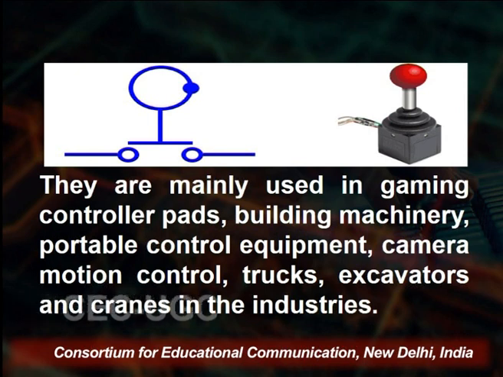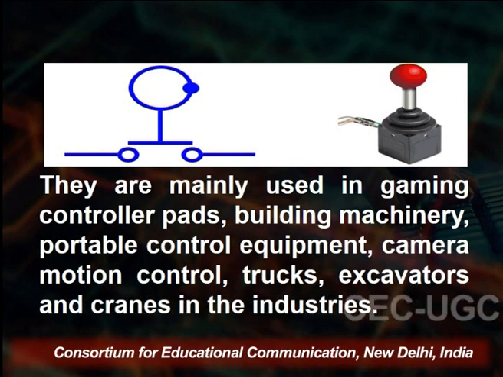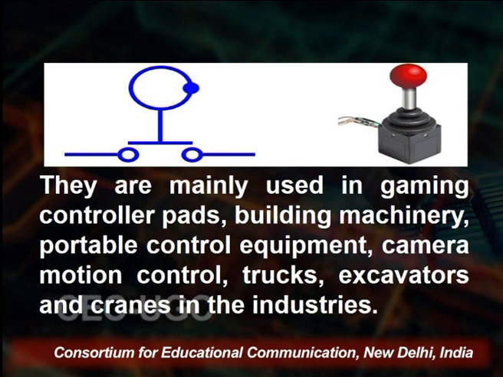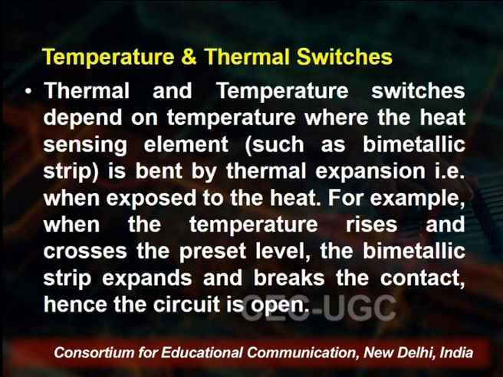So the switch contacts can be actuated by moving the stick to the right, left, upper and lower positions. They are mainly used in gaming, controller pads, building machinery, portable controls, equipment, cameras, motion control, trucks, elevators and other industrial applications. We use this type of joystick switch in JCBs and cranes.